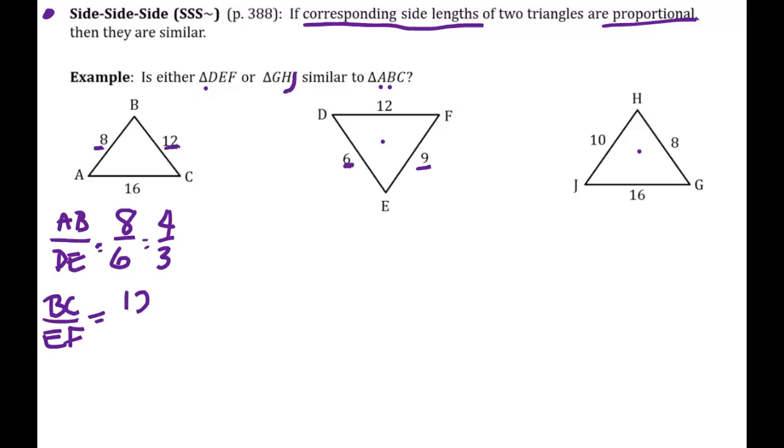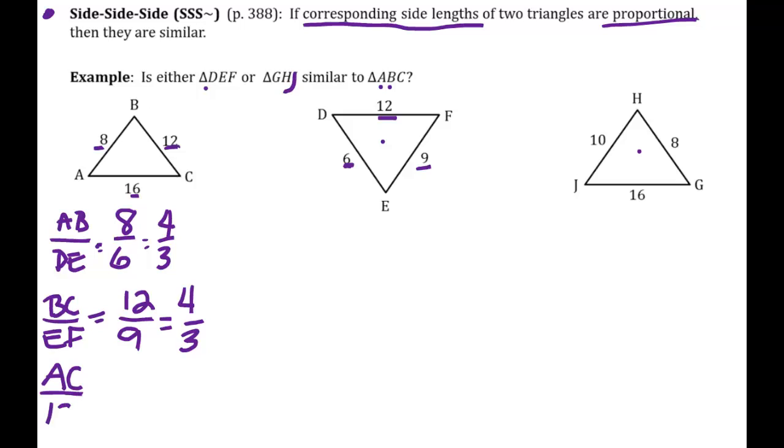BC is 12, and EF is 9. Divide both by 3, and we've got 4/3 again. So now we've just got to check the last side. AC is the longest side, and it should correspond to the longest side of the other triangle.